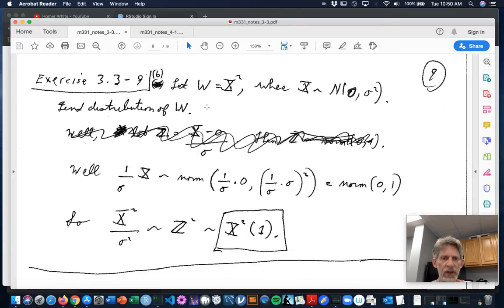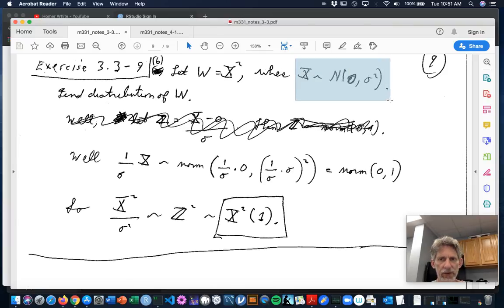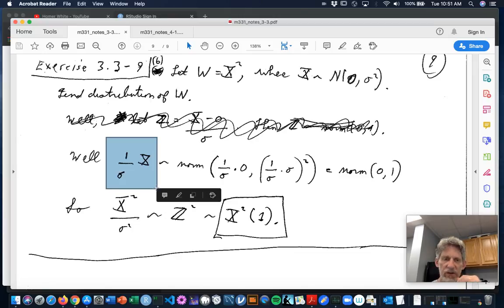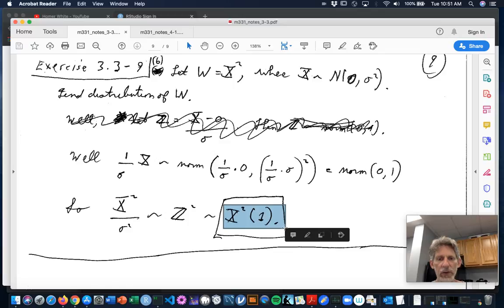Let me see. So I'm thinking about my X variable here, and I'm going to do 1 over sigma times X. So constant times X. We've just figured out that that's another normal with constant times mean, constant squared times the variance. And so I'm getting normal 0, 1 out of that. So this is normal 0, 1. Therefore, its square has to be chi-square 1 according to the theorem in the book.